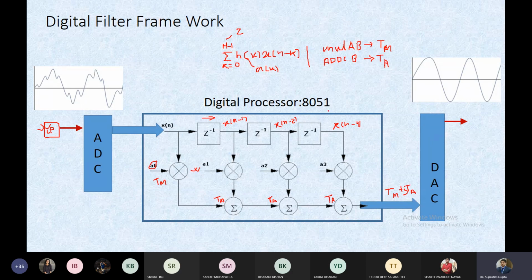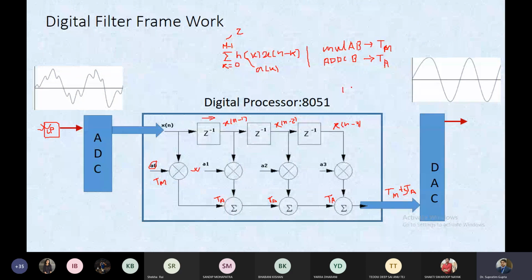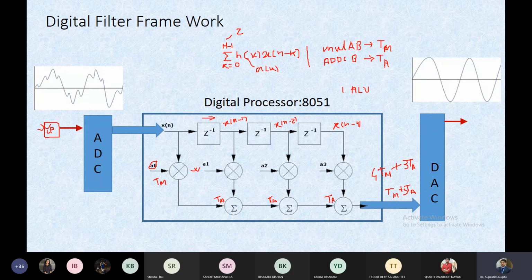But since in 8051 we do not have such a situation, that means we do not have a number of multipliers or adders. Instead, we have a single ALU, one ALU. So all these computations should be done through this ALU, and therefore we have to add all these timings. So in this case, say 1, 2, 3, 4, so 4Tm plus 3Ta. It will take at least 4Tm plus 3Ta, and after that you can go for the next sample.